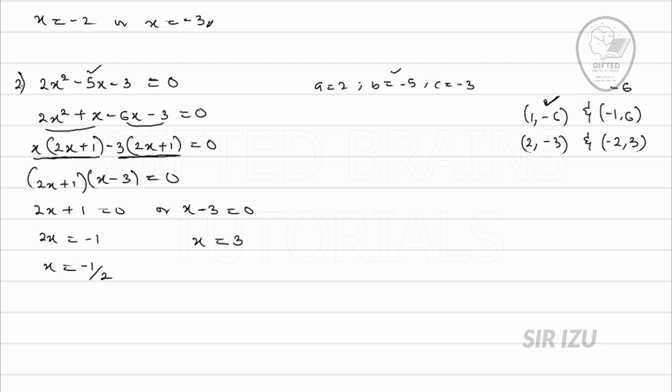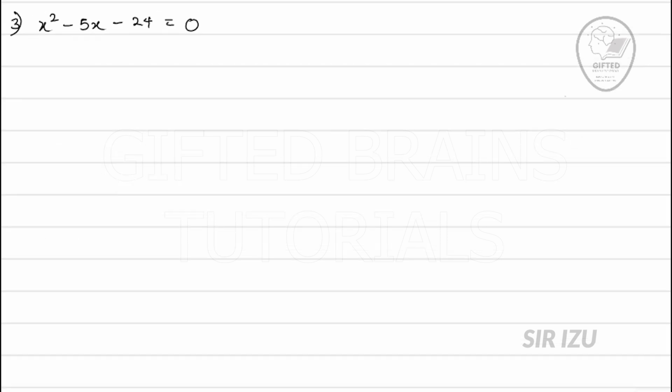Let's take example number 3. So this is our question number 3, and this is another quadratic trinomial because 3 terms are here. So the first thing to do is to bring out our a. Obviously our a is 1 here, and then our b is minus 5, and then our c is minus 24. The next thing to do is to multiply the a and the c. If we multiply 1 by minus 24, we get minus 24.